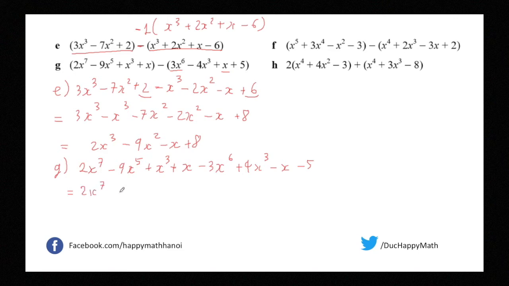x to the 7, x to the 6, you got only 3x power to 6. x to the 5, minus 9x to the 5, and x cubed. You got x cubed here, it is plus 5x cubed. And x minus x is cancelled, so the remainder is minus 5. Okay, I think you can do it by yourself first, and after that compare with my result.